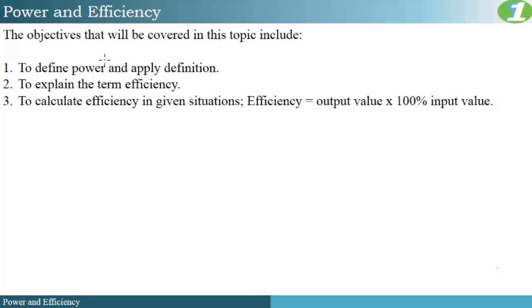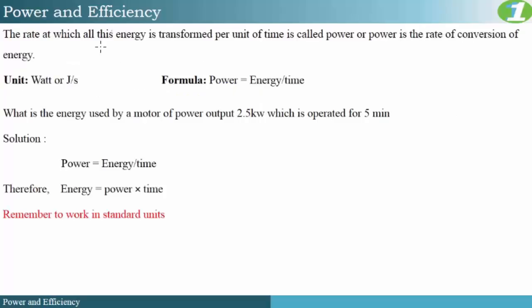Now, having looked at the concept of energy in its totality, we are now moving on to another concept which has a direct link to energy, and that concept is power. In this segment, we'll be looking at power and efficiency as a whole, and the objectives that will be covered here are: 1. To define power and apply the definition, 2. To explain the term efficiency, and 3. To calculate the efficiency in given situations. So this will turn out to be a pretty short segment. Let us go ahead and explore objective number 1, which is to define power and apply the definition.